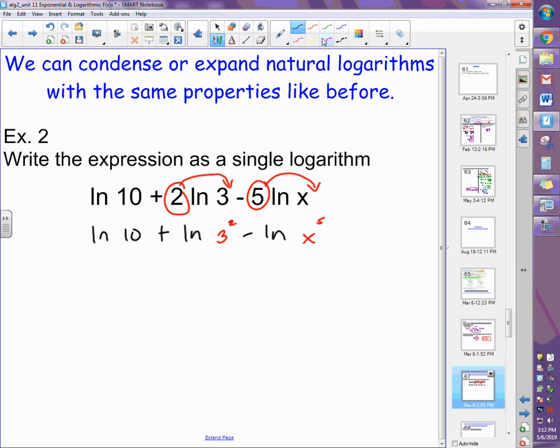All right, and now we can combine 2 at a time. So I see that the natural log of 10 and the natural log of 3 squared are adding to one another. So that means I can multiply those. So 10 times 3 squared, which is 10 times 9, which is 90. So the argument of my natural log is going to be 90. And that means I can combine those two into 1.